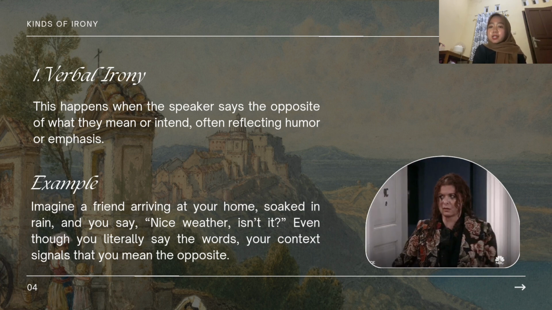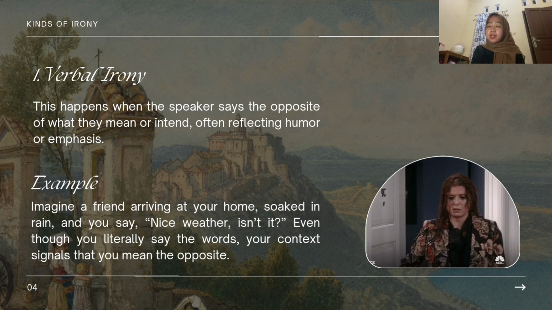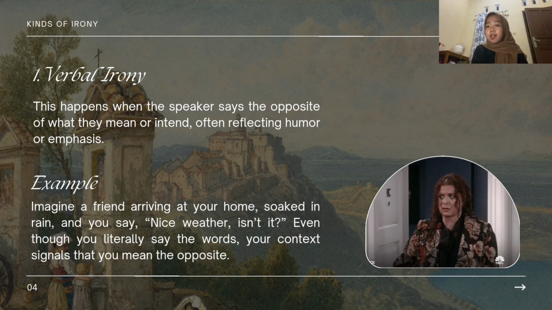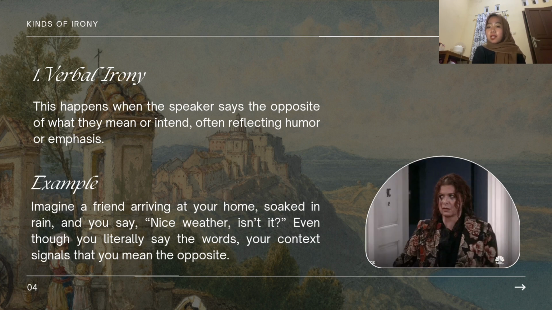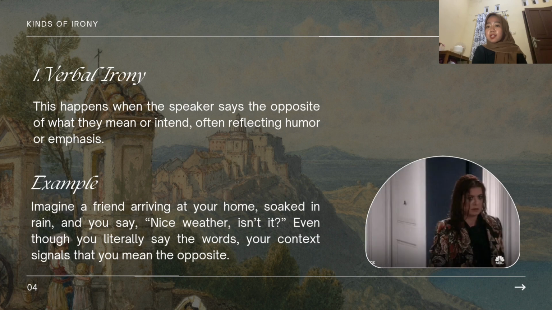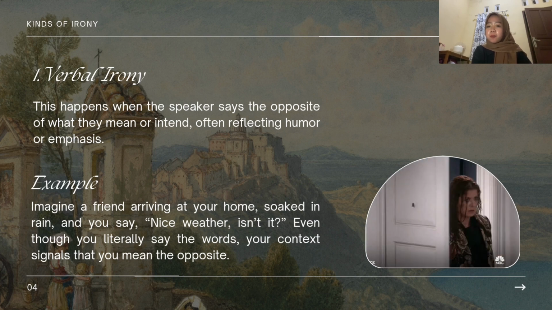We can find this type of irony in daily life. Imagine a friend arriving at your home, soaked in rain, and you say, "Nice weather, isn't it?" Even though you literally say those words, your context signals that you mean the opposite.